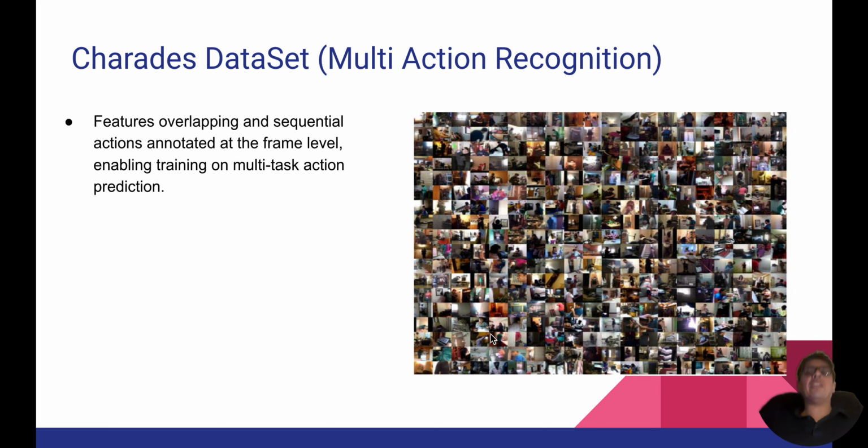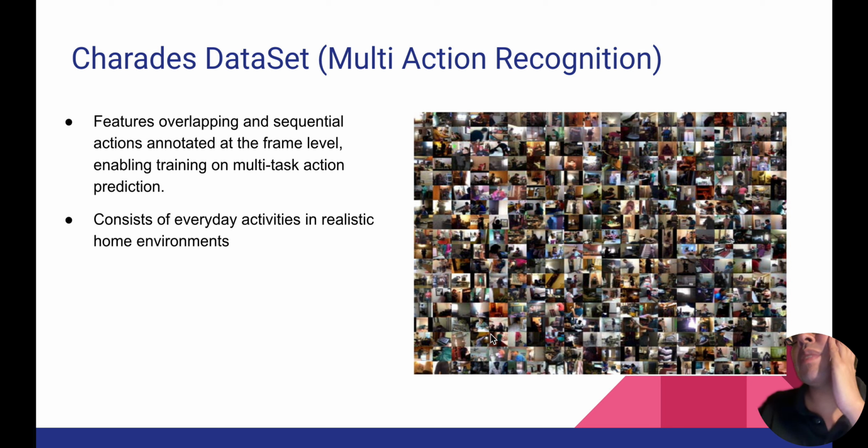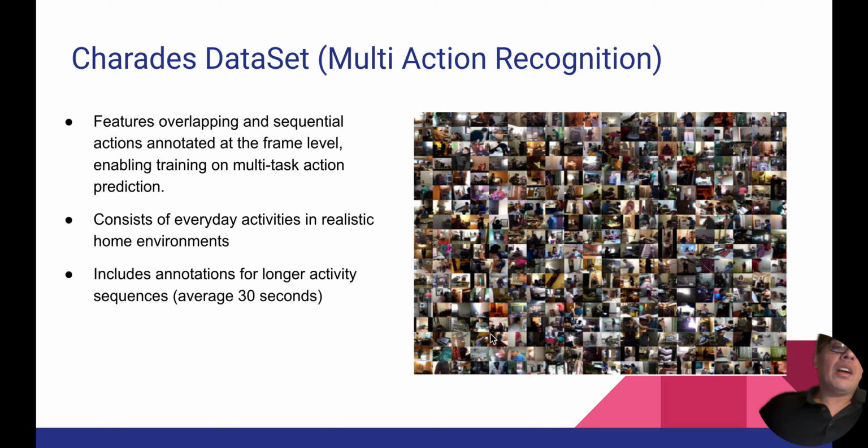Here's the paper. And finally, the most advanced version is the Charades dataset, which has overlapping and sequential actions annotated at the frame level. So it enables training on multitask action prediction. It has a great number of videos on everyday tasks like cleaning or doing things in the home environment. You can see why something like this could be important, because there could be robotics at home that require vision models to understand. And there are annotations required for longer activities because there's more to say about what's happening in those activities.